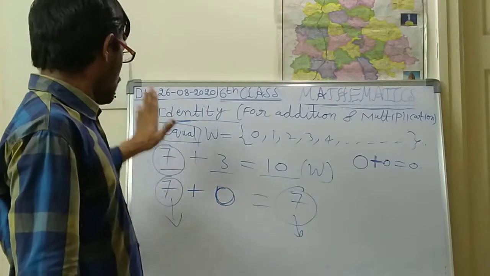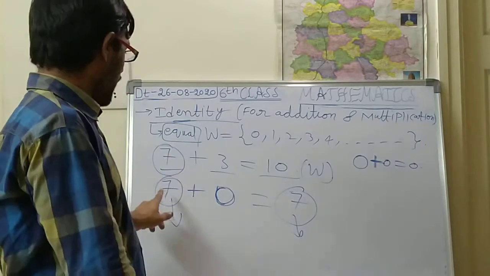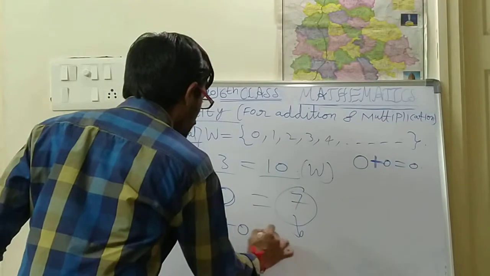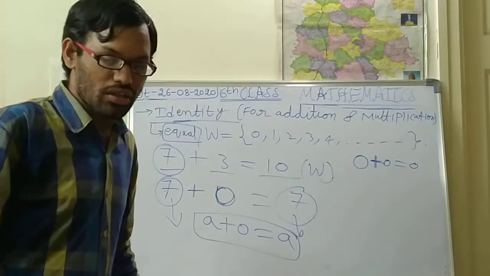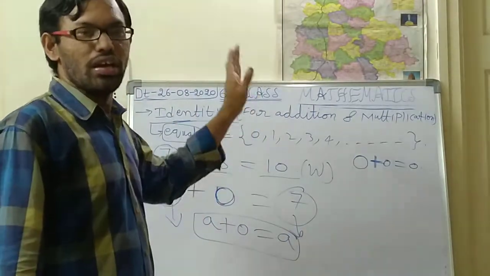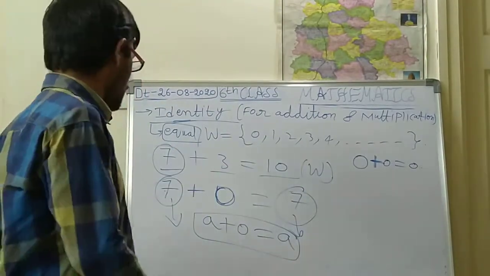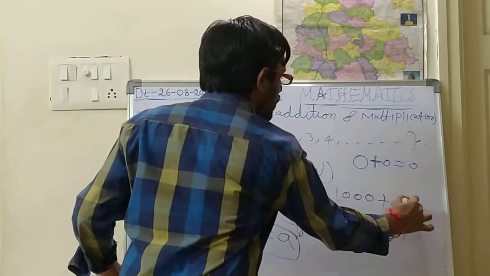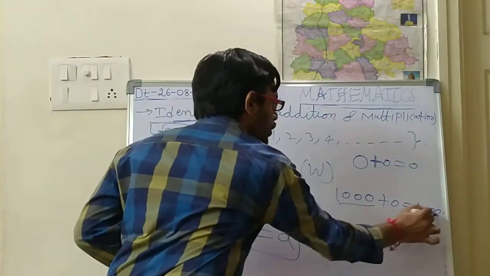For the additive identity of addition, suppose A is any whole number, then A plus 0 should be equal to A only. Then that property satisfies the additive identity. I hope you are understanding very easily. This is the property: A plus 0 is equal to A. Suppose 1000 plus 0 is equal to 1000 only. If you get the same number, both are equal, so identity.